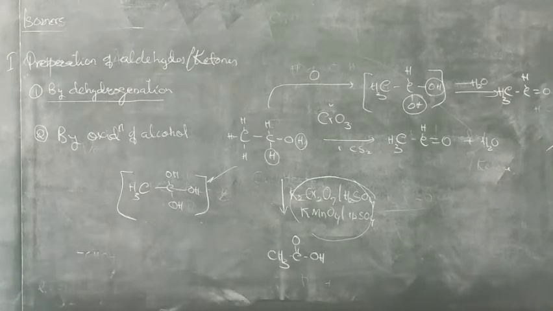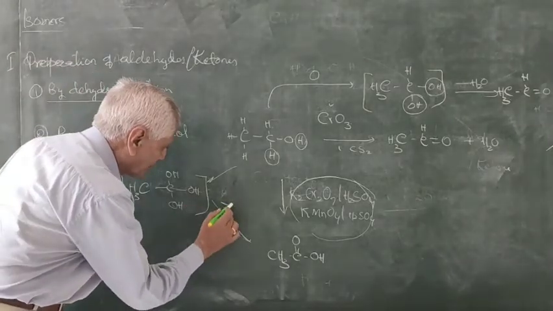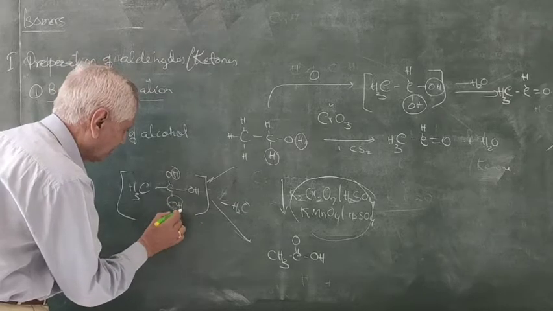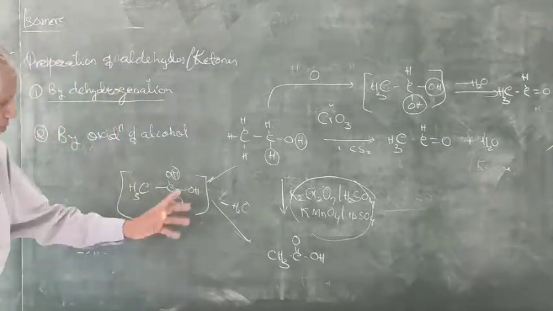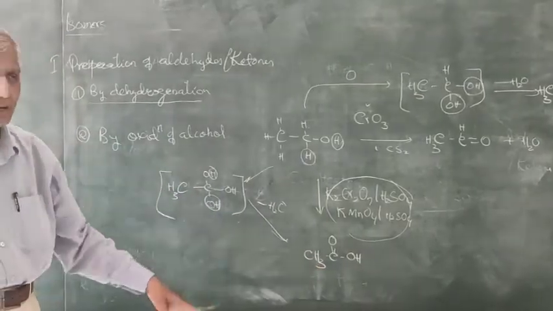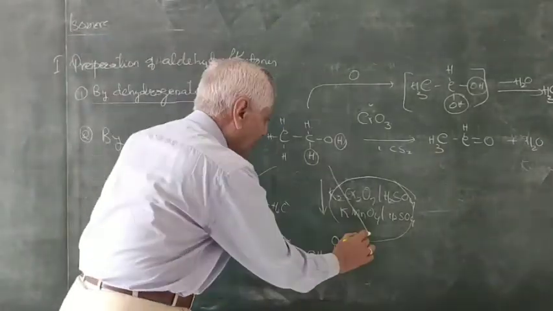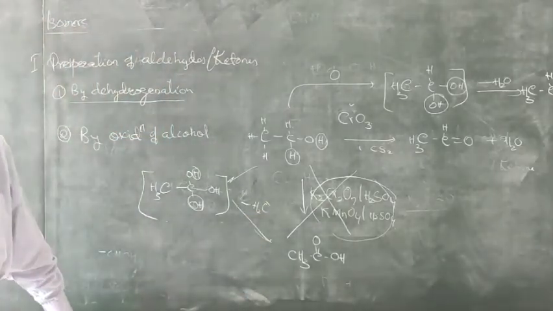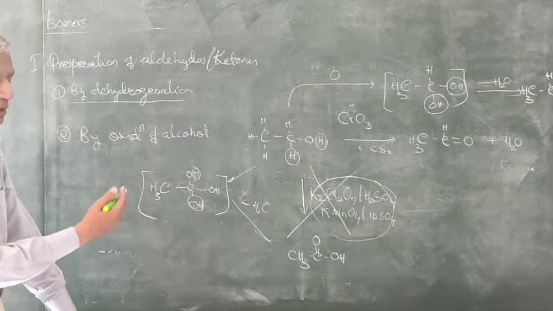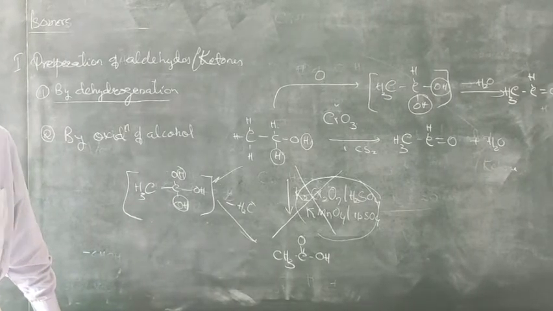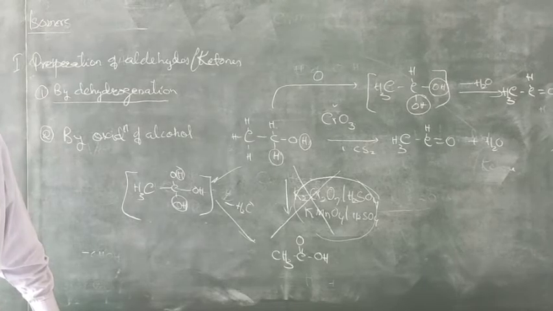There are 3 OH groups on the same carbon atom. Therefore this also removes a molecule of water. Look: H, OH, H2O, water, means CH3COOH. Okay, therefore you cannot make use of potassium dichromate or potassium permanganate with sulfuric acid. Why? Because you are not getting aldehyde; immediately you are getting the corresponding acid.